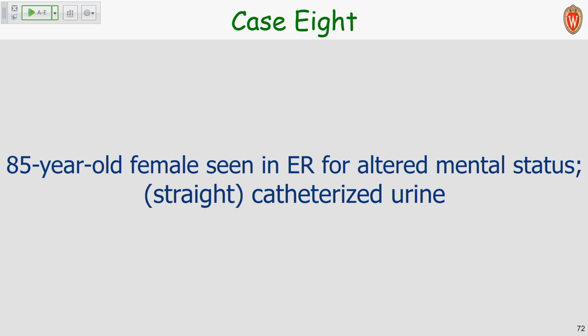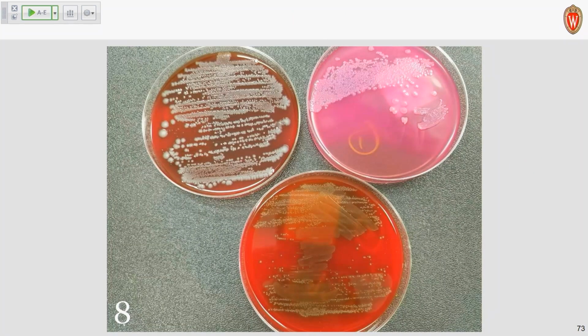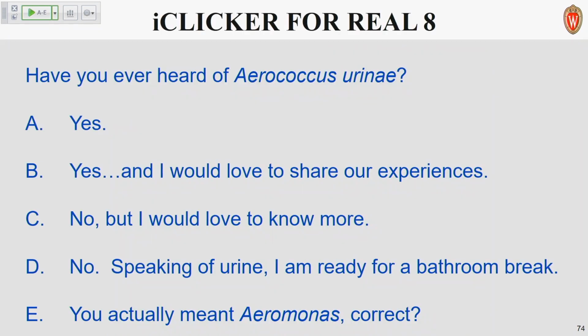85-year-old female in the ER for altered mental status, so one of the symptoms on our list, from a straight cath urine. So here are our culture plates there. As referenced in the title, have you ever heard of Aerococcus urinae? That's what was on the CNA plate.